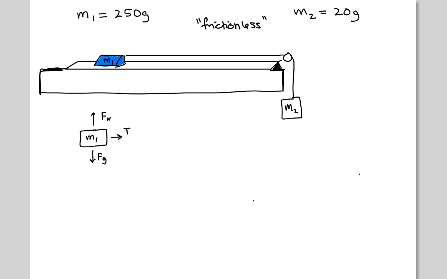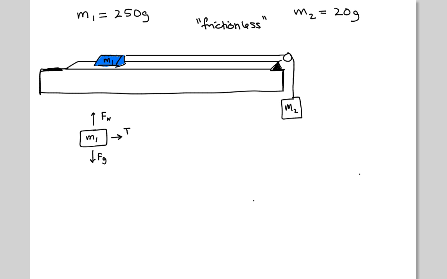Okay, so we're starting the video a little bit late, but we have here this air track on a table. Mass 2 is connected to mass 1 along a string around a pulley. Mass 2 is 20 grams, mass 1 is 250 grams. Mass 2 is going to fall due to the influence of gravity. It's going to pull mass 1 to the right.